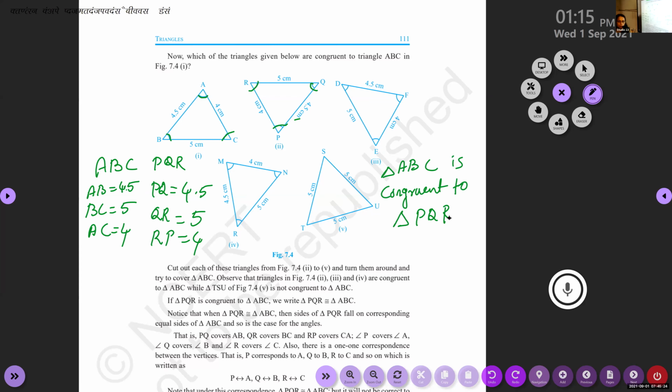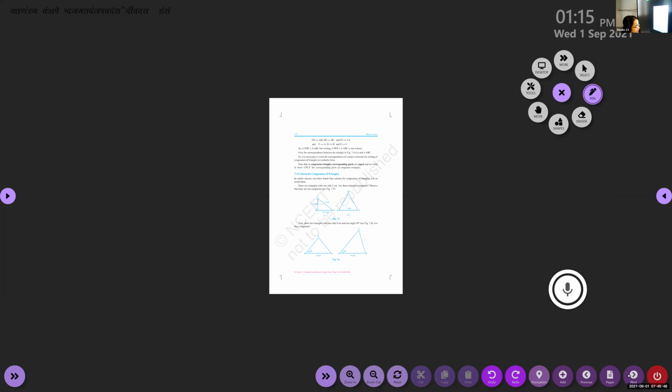Or we can put one triangle exactly upon the other. If two figures are congruent, we can put one exactly upon the other. Okay. Now see if any other figures are congruent.